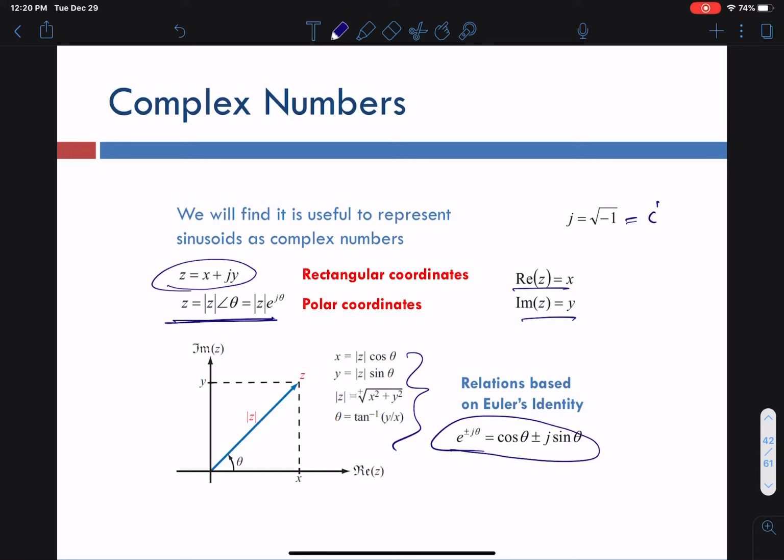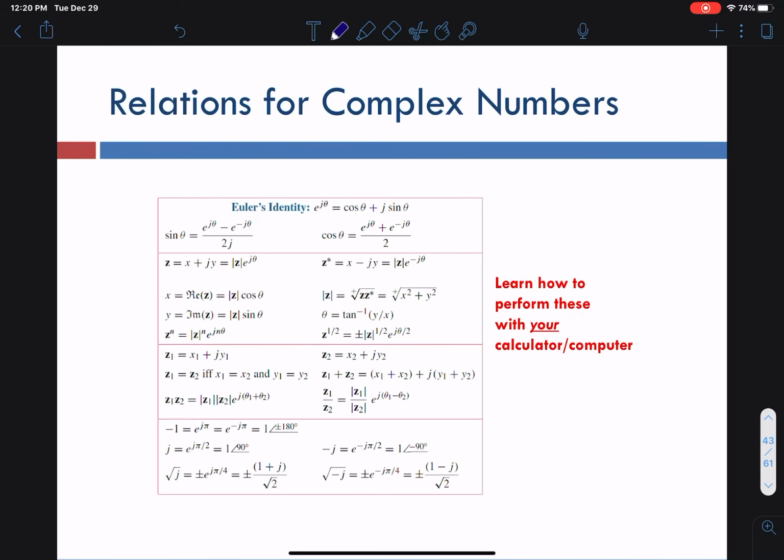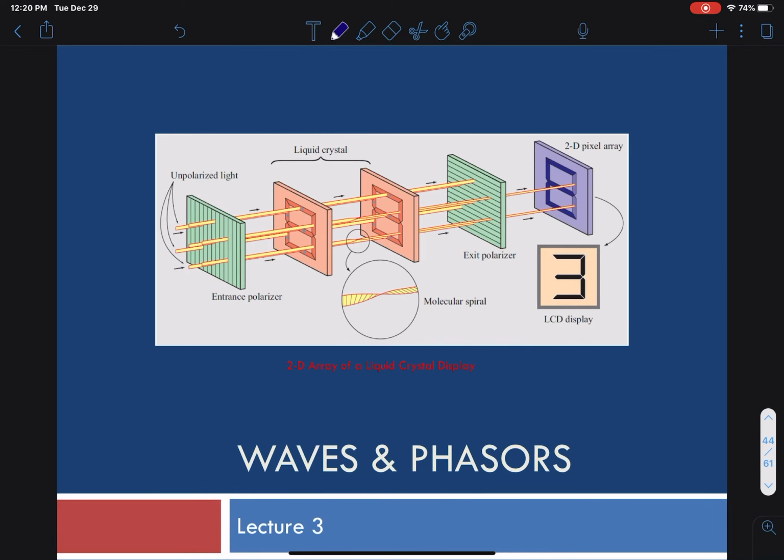If I use this one, bring it over here, and so on. They have a nice chart over here about complex numbers. I'm not going to spend more time here. Complex numbers basically give us a tool to solve some circuit problems or any other electromagnetic field problems very easily. That's all for this one. We'll see you for lecture 3.